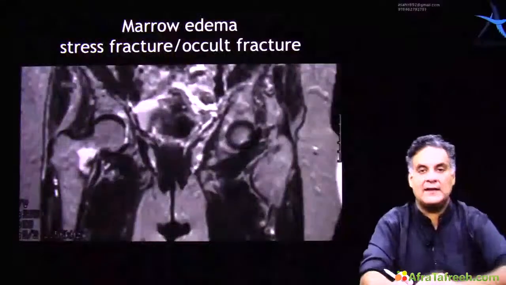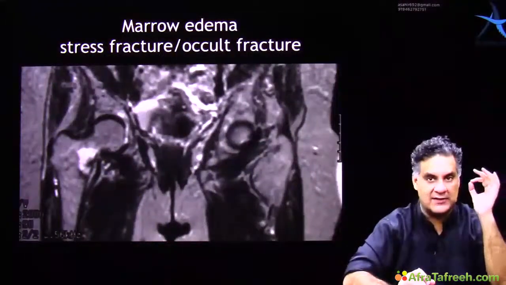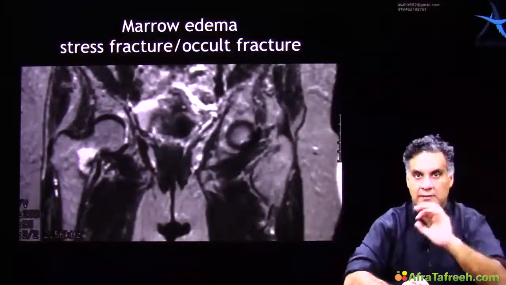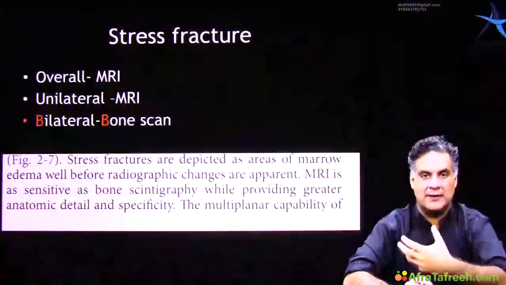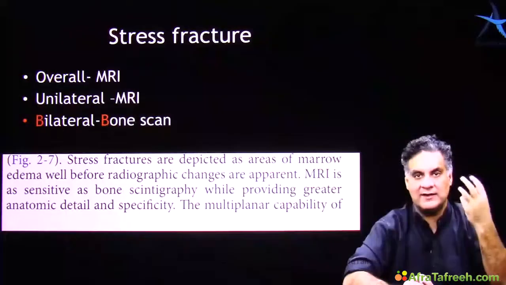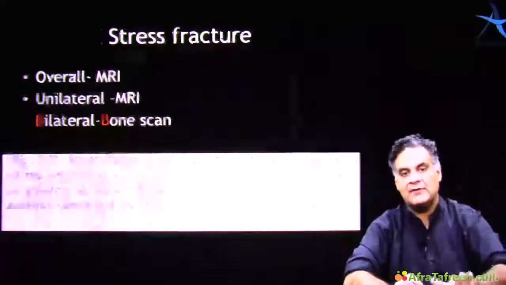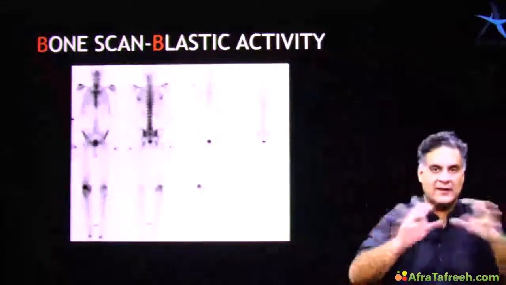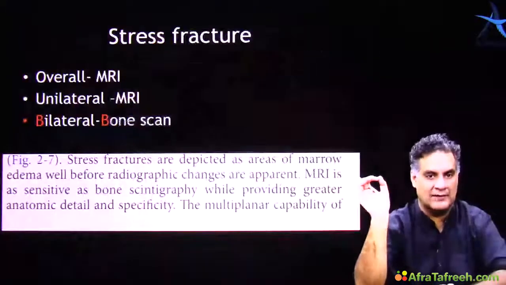And if you look at a repetitive force, it's called a stress fracture, and in stress fracture, remember, you can pick up the marrow edema. The cortical breach comes later. So a stress fracture will always be picked up on an MRI. So overall the investigation is MRI. Unilateral stress fracture is again an MRI. But if they talk about bilateral, do an investigation which can scan the whole body, picking up the osteoblastic activity, called a bone scan.